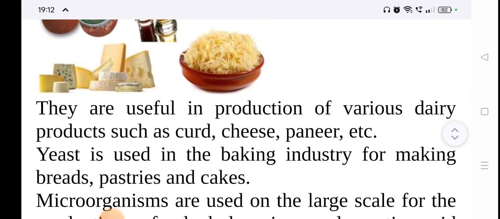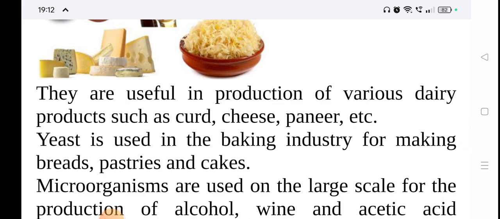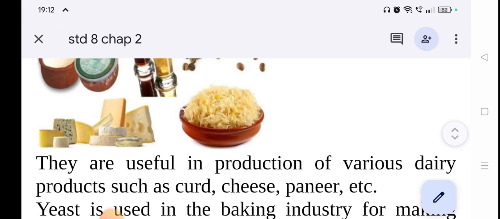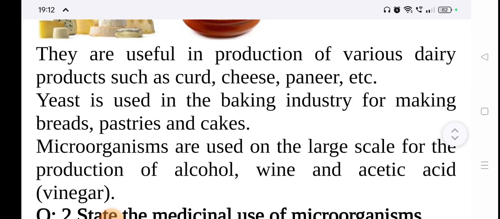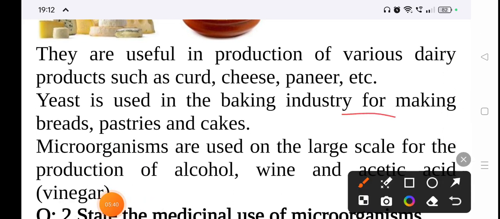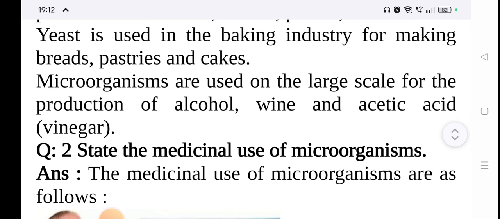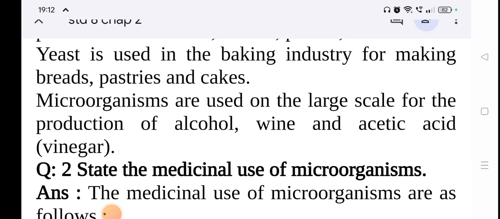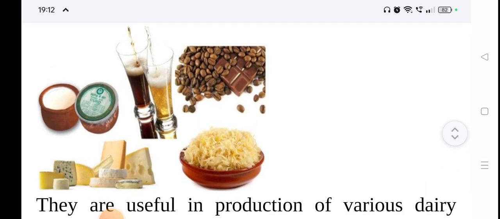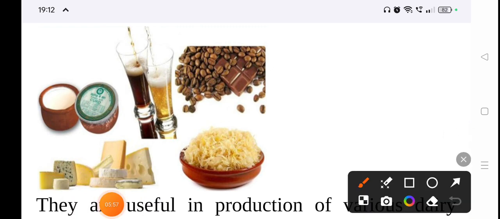They are useful in the production of various dairy products such as curd, cheese, paneer, etc. Yeast is used in baking industries for making bread, pastries and cakes. Microorganisms are used on a large scale for the production of alcohol, wine and acetic acid, means vinegar. See again, these are the dairy products. It's a wine, alcohol and it's also dairy products, curd.